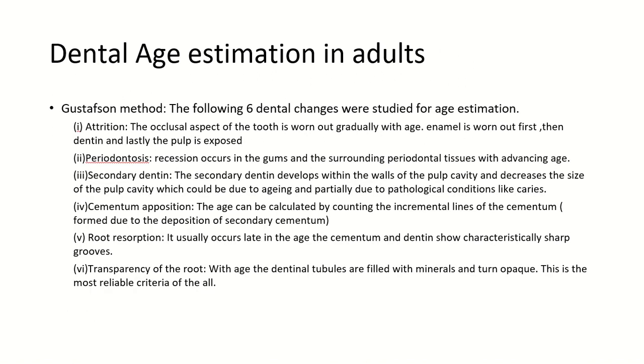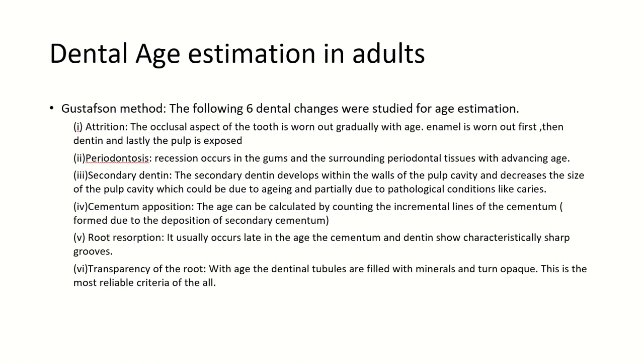Dental age estimation in adults. So the Gustafson method, in which 6 dental changes are observed. First is attrition, in which gradually with age the tooth is affected. So first the enamel will be worn out, then dentin and then the pulp.